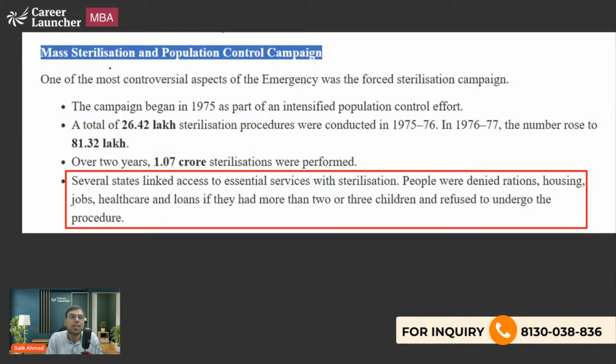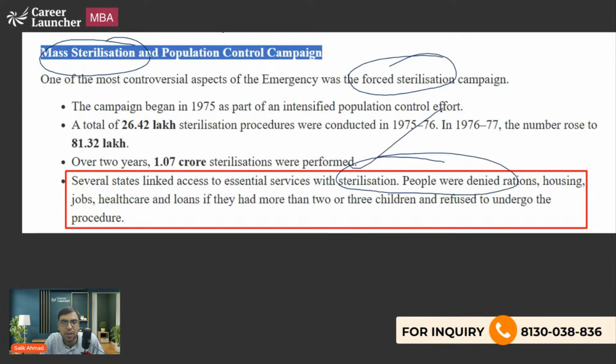Then, of course, the most famous was mass sterilization. A forced sterilization, forced population control was done by doing operations etc., so that the population should be controlled. But of course, that was also not very successful, etc. and all.